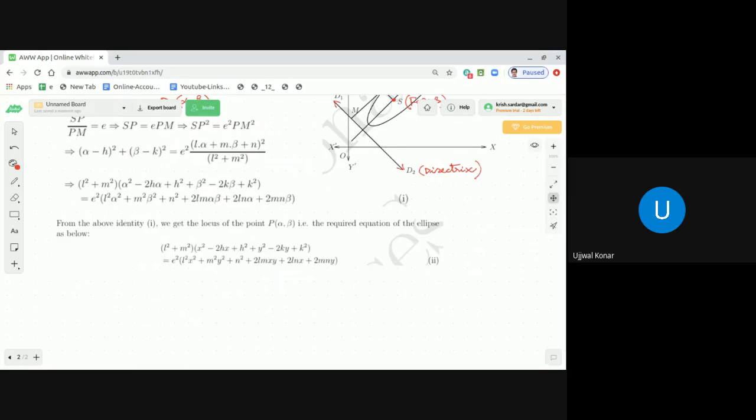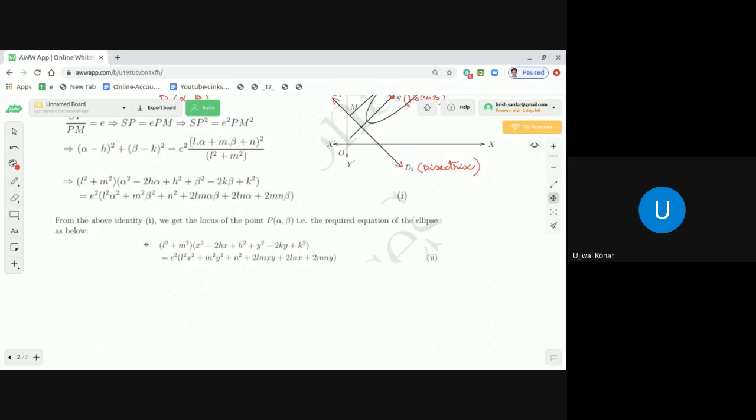If you recall, dear students, I spent a good amount of time telling you to look into those video lectures on locus, because in two-dimensional coordinate geometry, having a great understanding of locus is of prime importance. And here is a proof. From that identity 1, we are finding the equation of the ellipse, as you see here. We just replace alpha by x and beta by y. That's it. And we get the equation of the ellipse something like this.